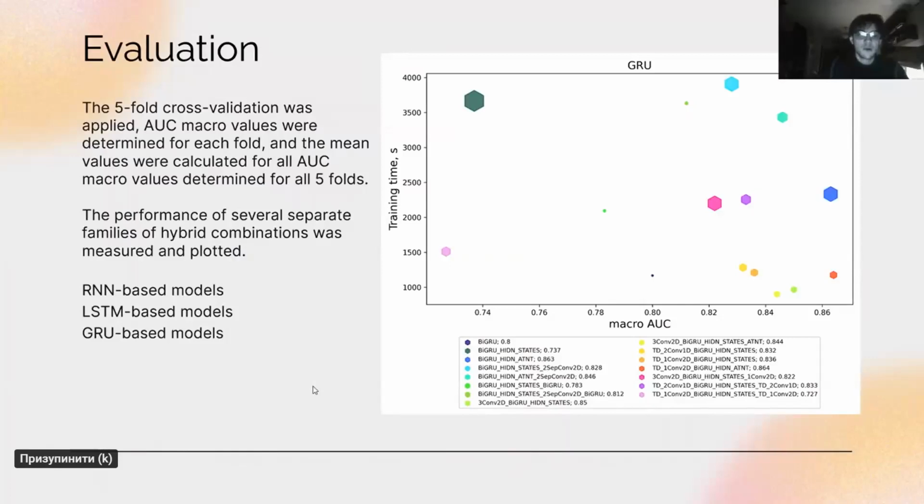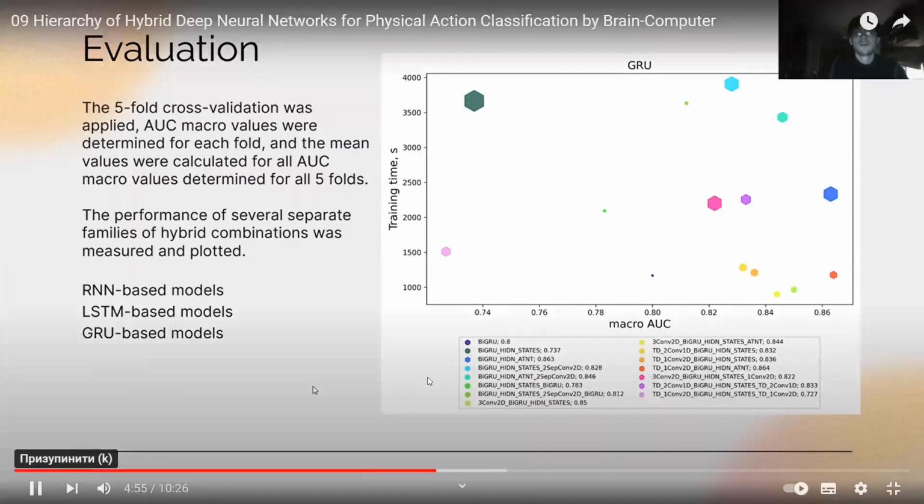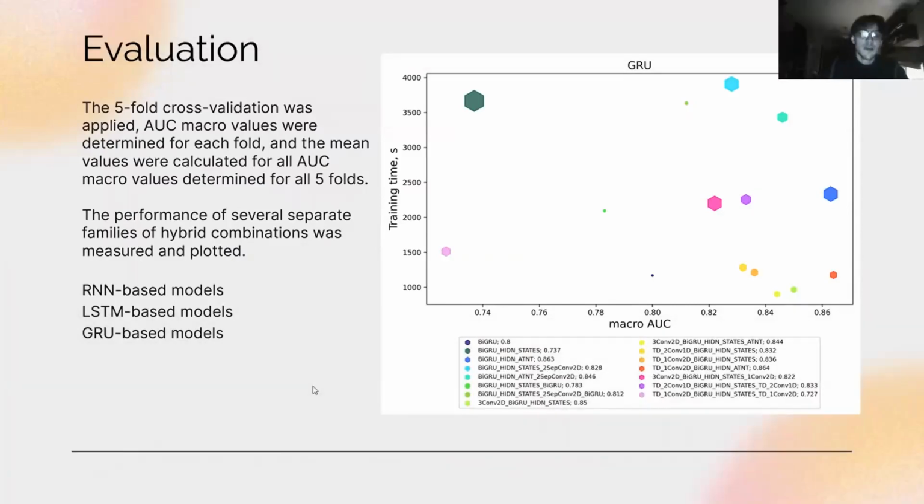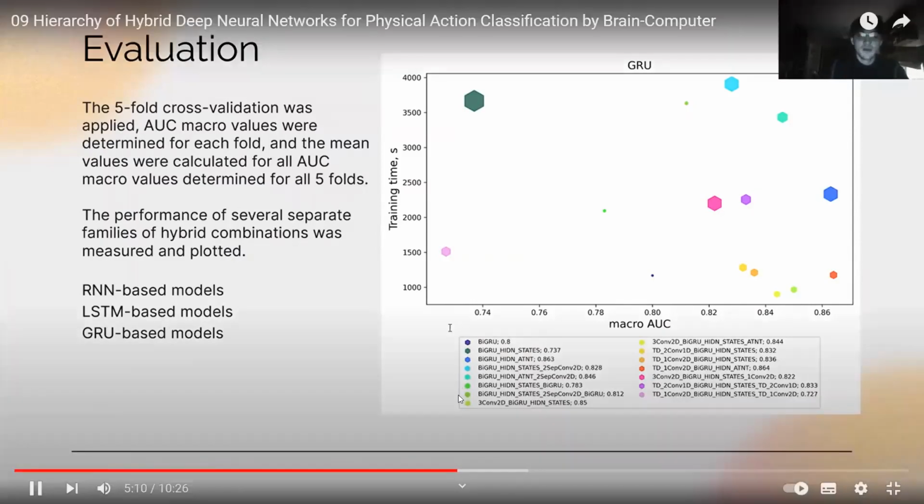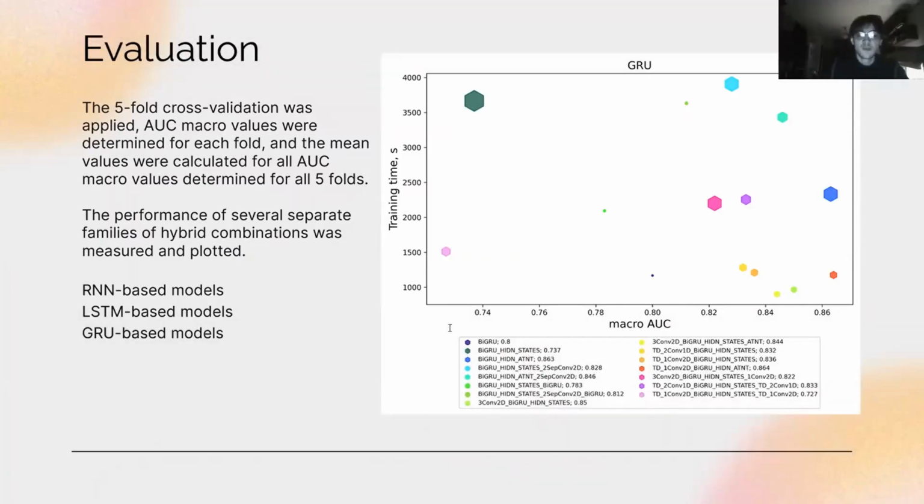The 5-fold cross-validation was applied. Area under curve macro values were determined for each fold, and the mean values were calculated for all AUC macro values determined for all 5 folds. Then the scatter plots for training time in records per training part of the dataset versus macro AUC values, with the relative size of the models given as symbol size, were prepared.